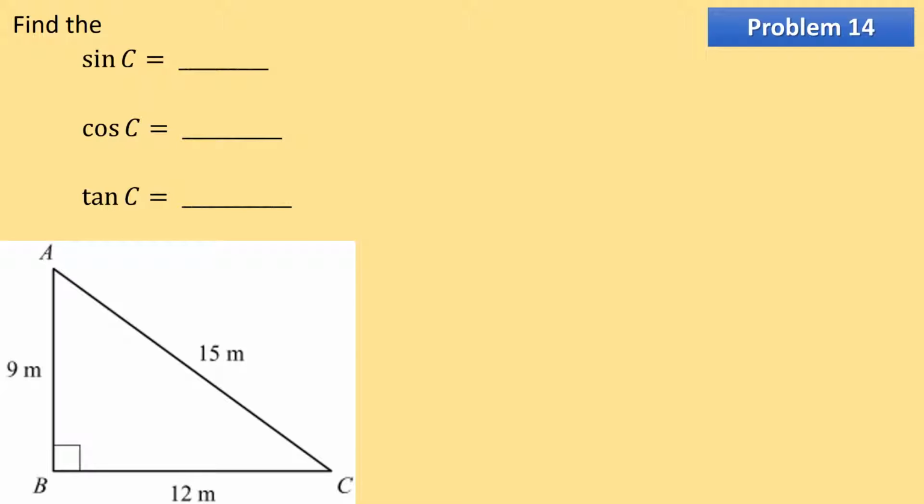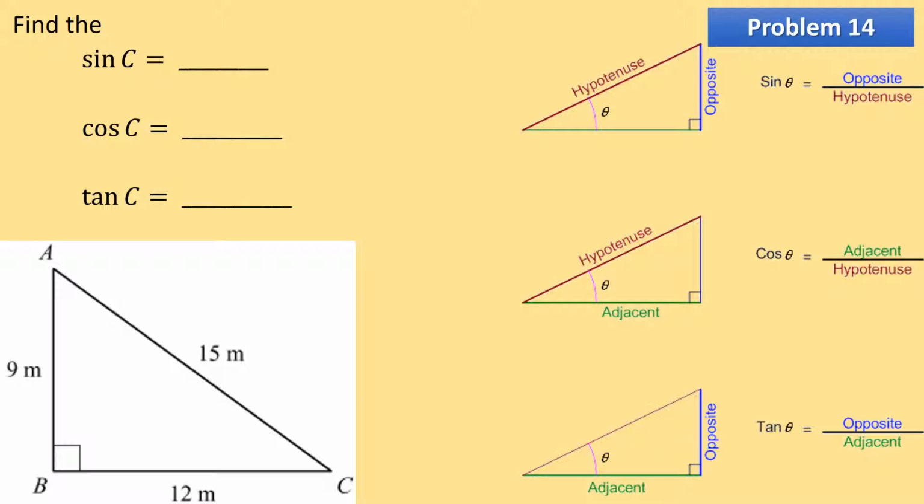So let's do a quick review about trig before we start. Remember, the ratio of sine is opposite over hypotenuse. Cosine is adjacent over hypotenuse. And tan, my legs are tan: opposite over adjacent. Alright, now, you notice I want the sine of C, the cosine of C, and the tan of C.